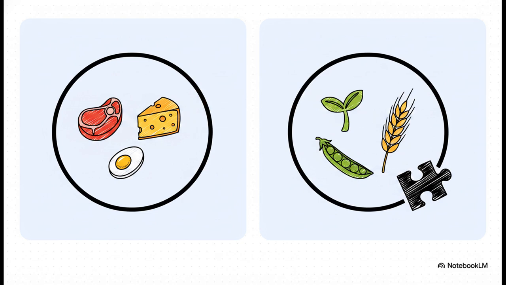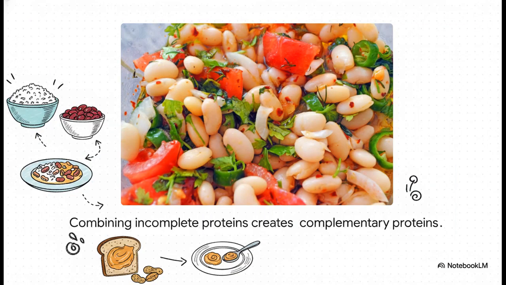On the flip side, incomplete proteins are lacking that perfect balance, often missing at least one essential amino acid. You'll primarily find these in plant foods like peas, beans, and grains. But hey, if you eat a primarily plant-based diet, do not sweat it at all. You can easily combine incomplete proteins to make up the difference.